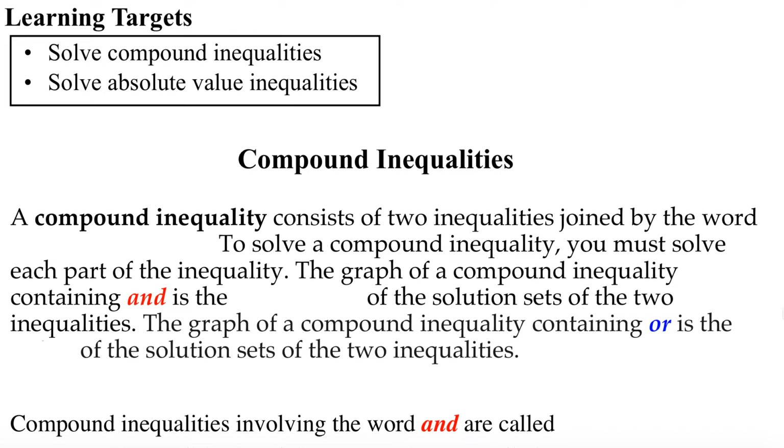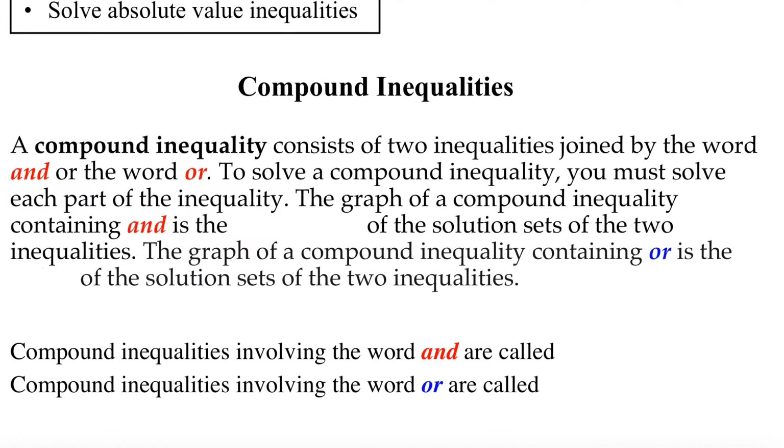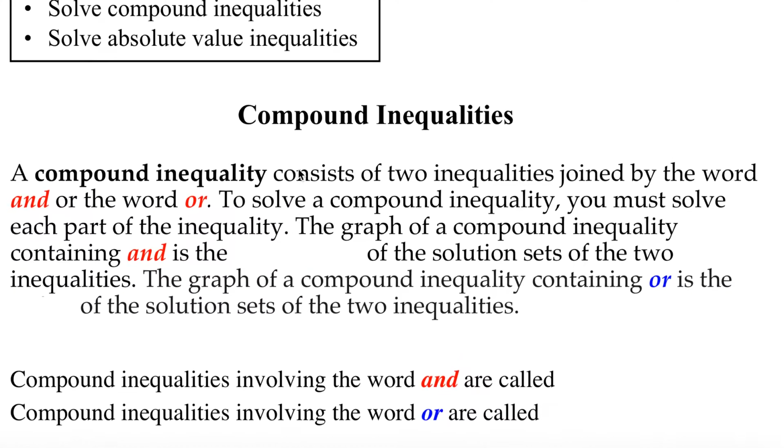So let's talk a little bit about compound inequalities. A compound inequality is basically two inequalities that are joined by the word and or or. To solve a compound inequality, we basically solve two separate inequalities. We solve each part separately.